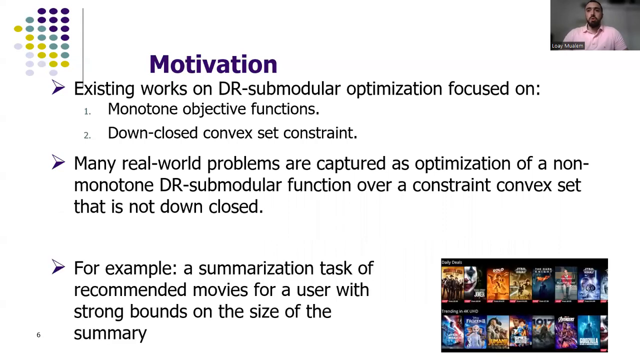For example, consider a streaming service that would like to produce a summary of recommended movies for a user. Often, the design of the user interface places strong bounds on the size of the summary displayed to the user, leading to a non-down-closed constraint. Furthermore, the quality of the summary is often captured by a non-monotone objective, since putting very similar films in the summary is not good for both its value and professional look.